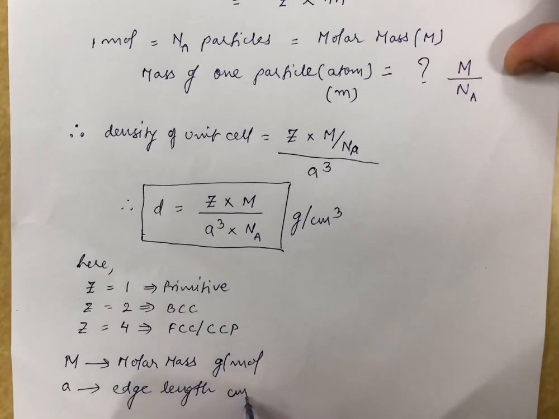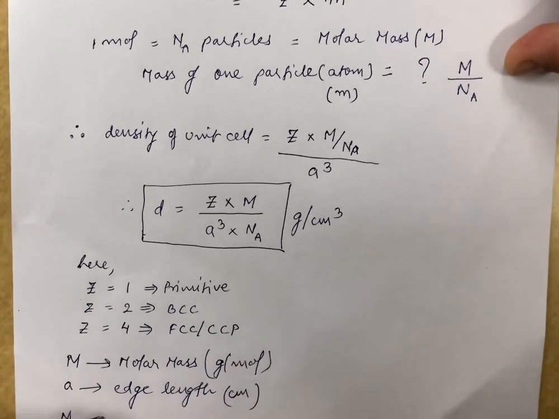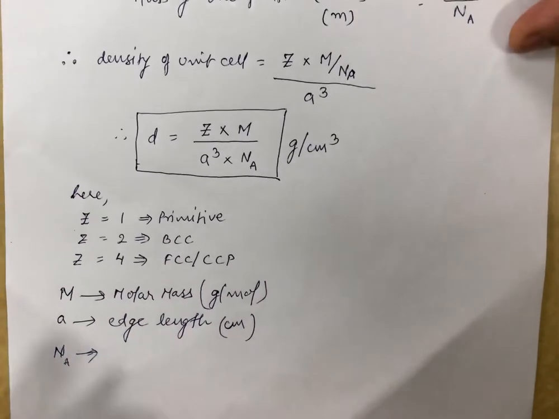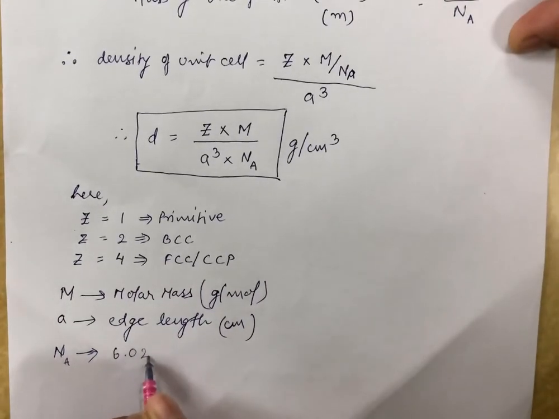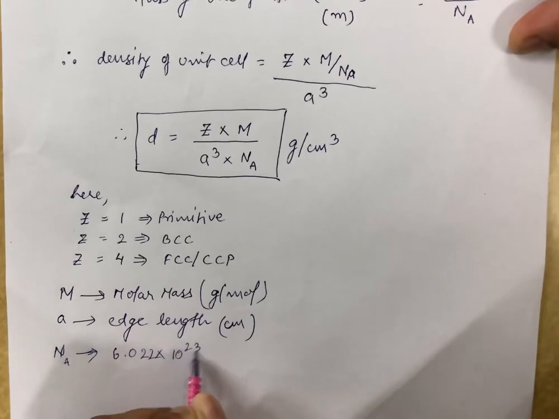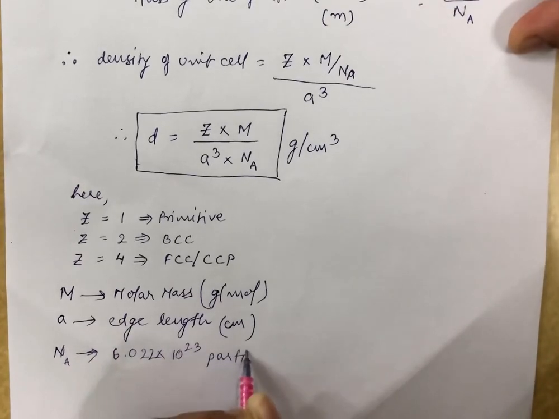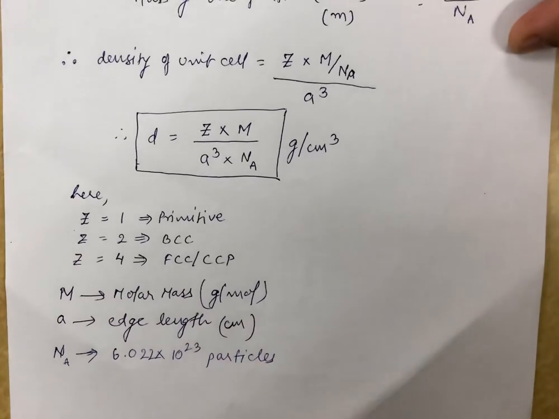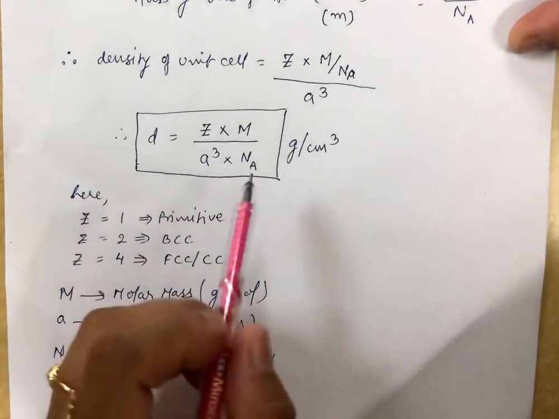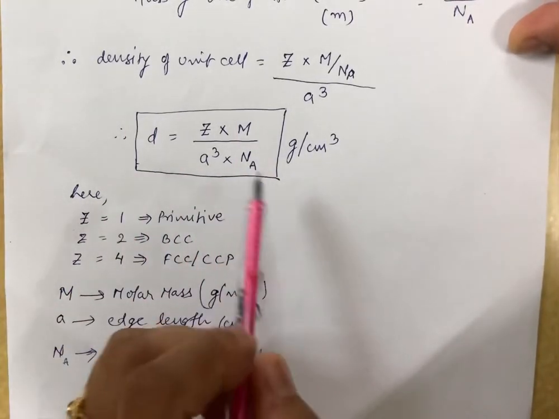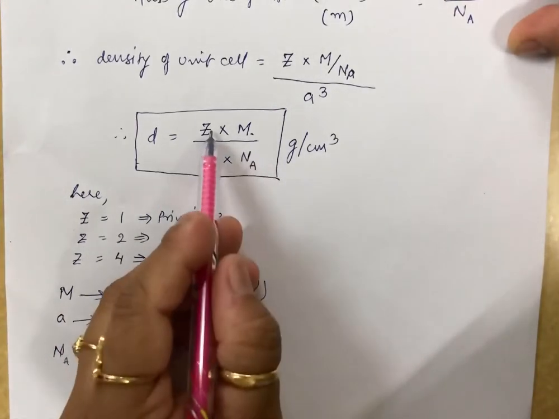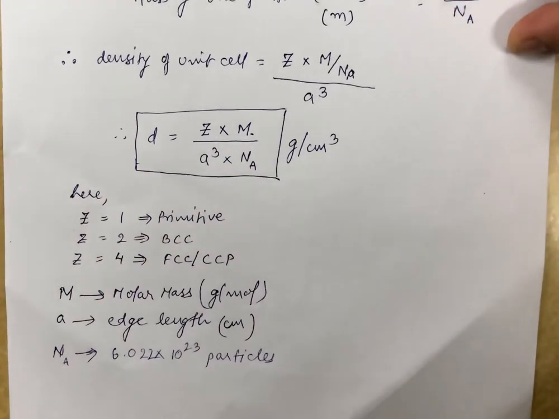which you will be taking in terms of centimeters while calculating, and Na, all of you are aware, is nothing but 6.022 into 10 to the power of 23 entities or particles. So students, if you look very carefully at the formula, there are 5 parameters given: 1, 2, 3, 4 and 5. So if any 4 parameters are given to you, you can find out the 5th one very easily.